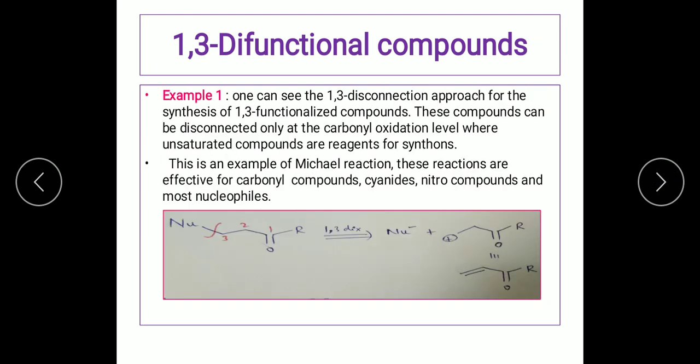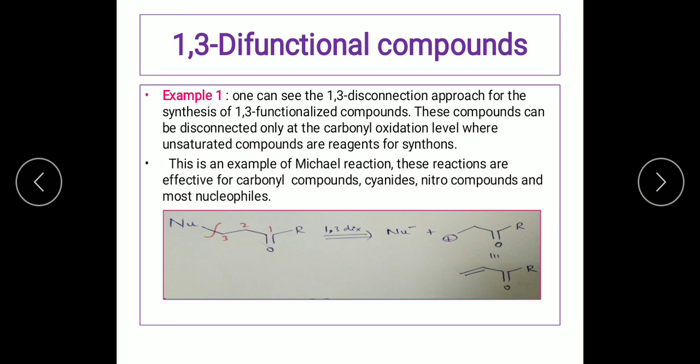Example 1. One can see the 1,3 disconnection approach for the synthesis of 1,3 functionalized compounds. These compounds can be disconnected only at the carbonyl oxidation level, where unsaturated compounds are reagents for synthons. This is an example of Michael reaction. These reactions are effective for carbonyl compounds, cyanides, nitro compounds, and most nucleophiles.